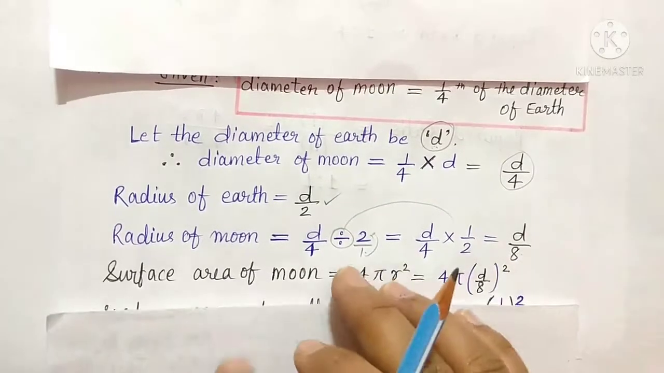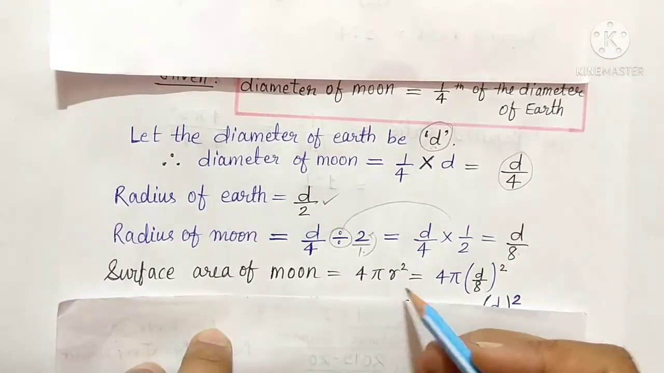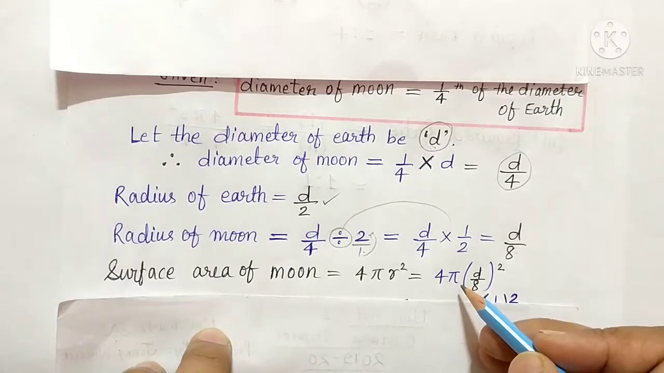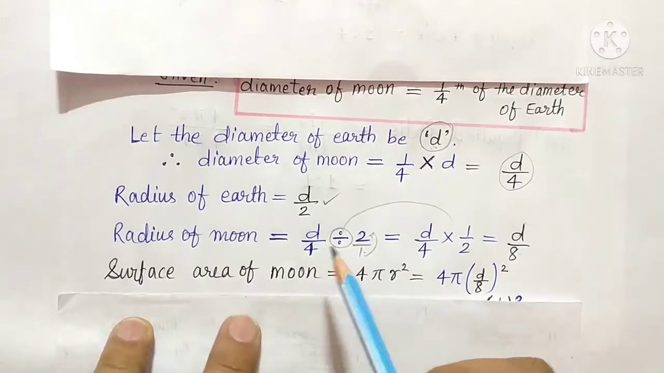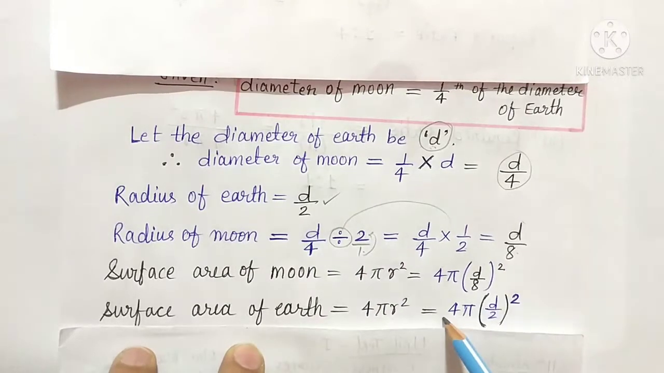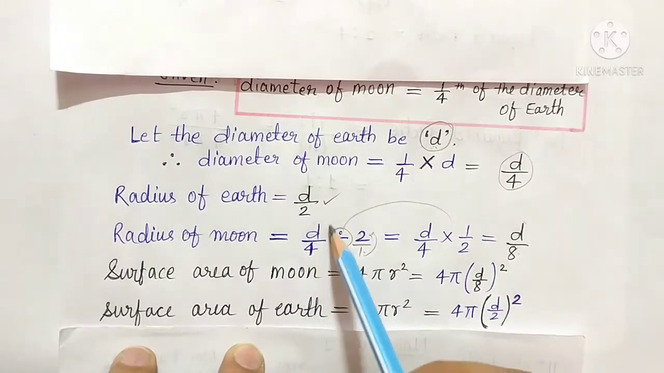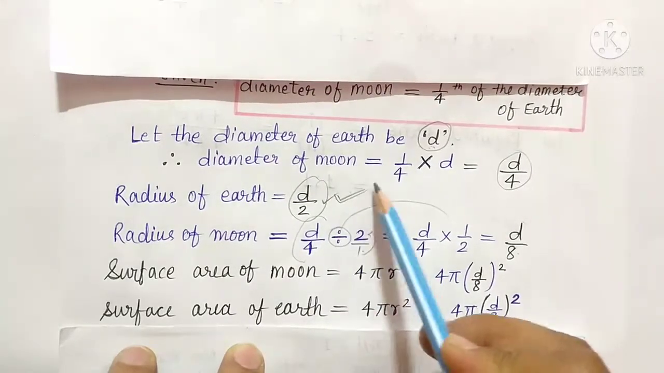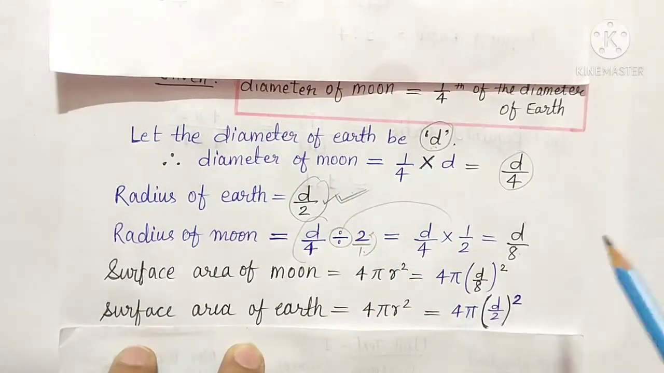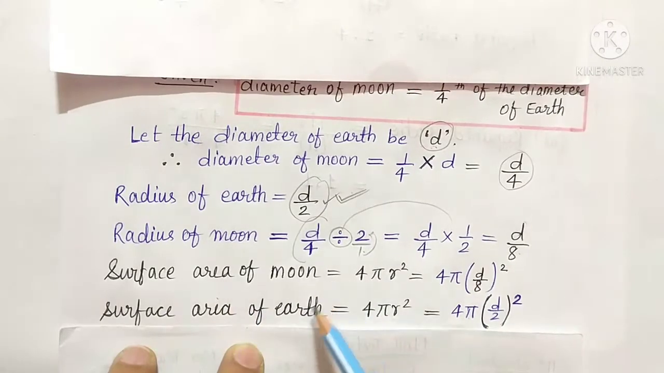Now we can put the formula. Surface area of the moon is 4 pi r square. So 4 multiplied by pi, and r is what? d upon 8 whole square. What is the surface area of the earth? Again 4 pi r square. So 4 pi, and what is r? The radius of the earth is d upon 2. So d upon 2 whole square. This is the surface area of the moon, and this is the surface area of the earth.